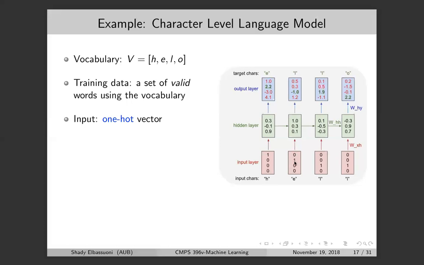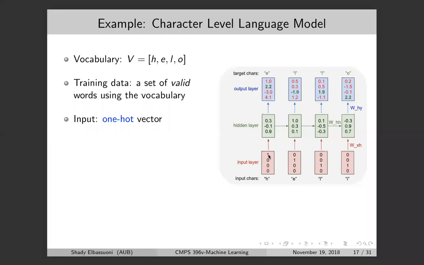For E, it's going to be 0 1 0 0. For L, it's going to be 0 0 1 0, and for the second L, it's also 0 0 1 0. Because this is how it works: if I was O, for instance, it would be 0 0 0 1. But I have H-E-L-L, so this is the input sequence. I'm going through the word hello and trying to train the language model.